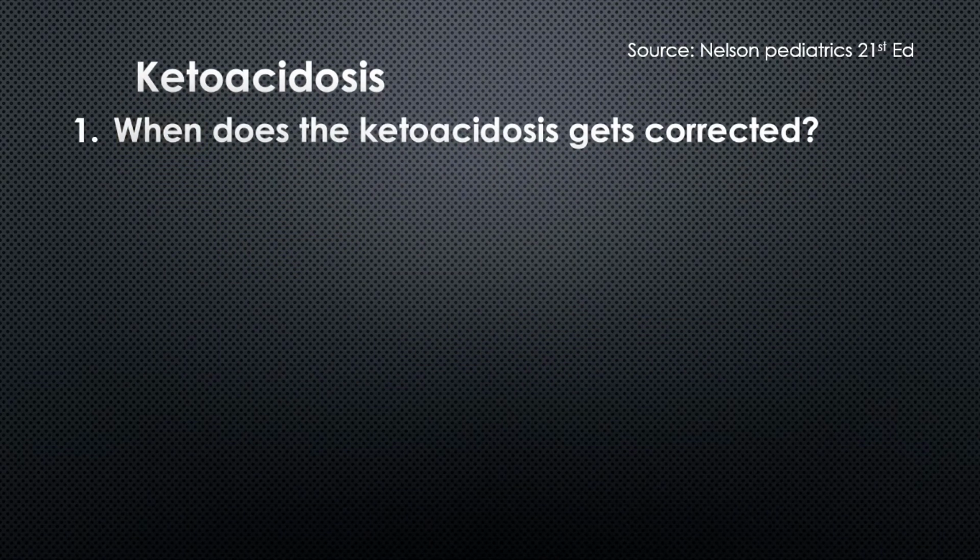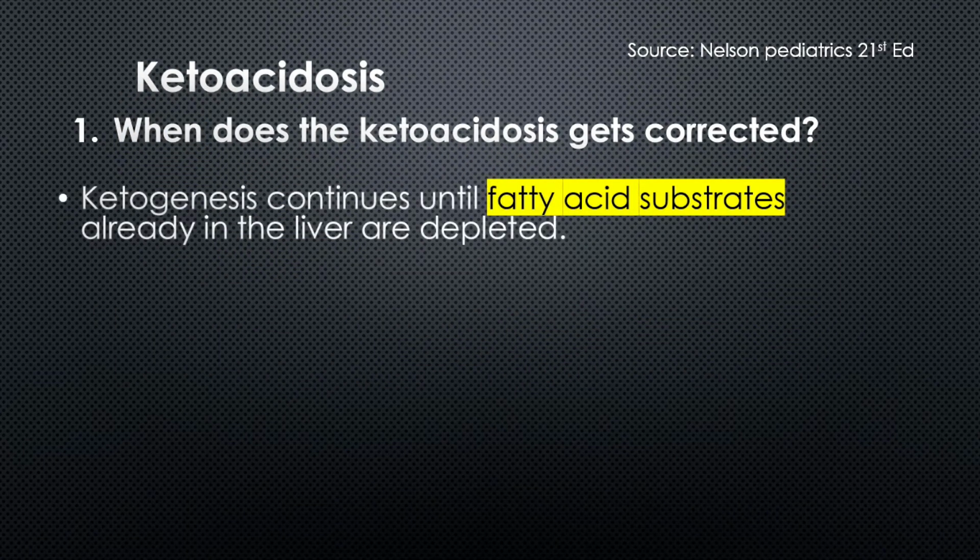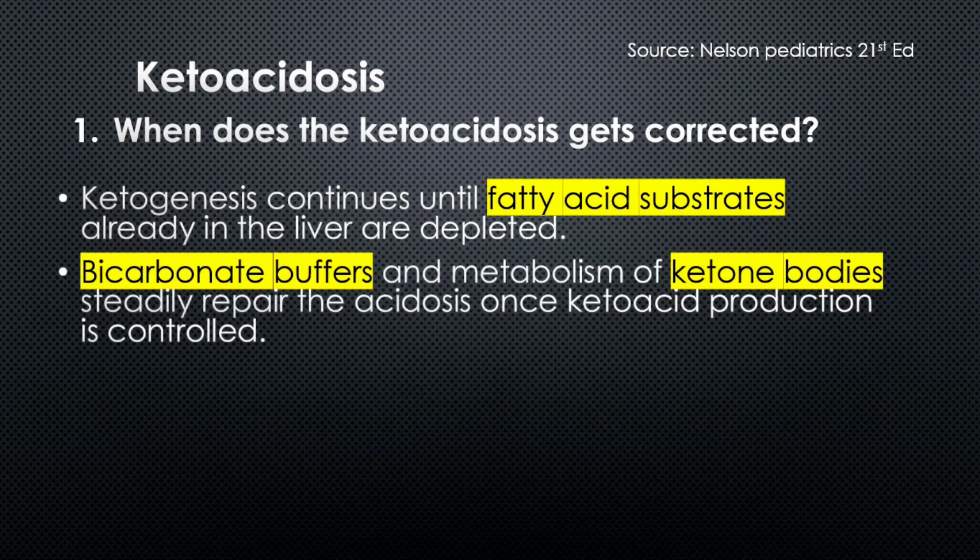So coming to our first question, when does the ketoacidosis get corrected? Ketogenesis continues until fatty acid substrates already in the liver are depleted. Bicarbonate buffers and metabolism of ketone bodies steadily repair the acidosis once ketone production is controlled.